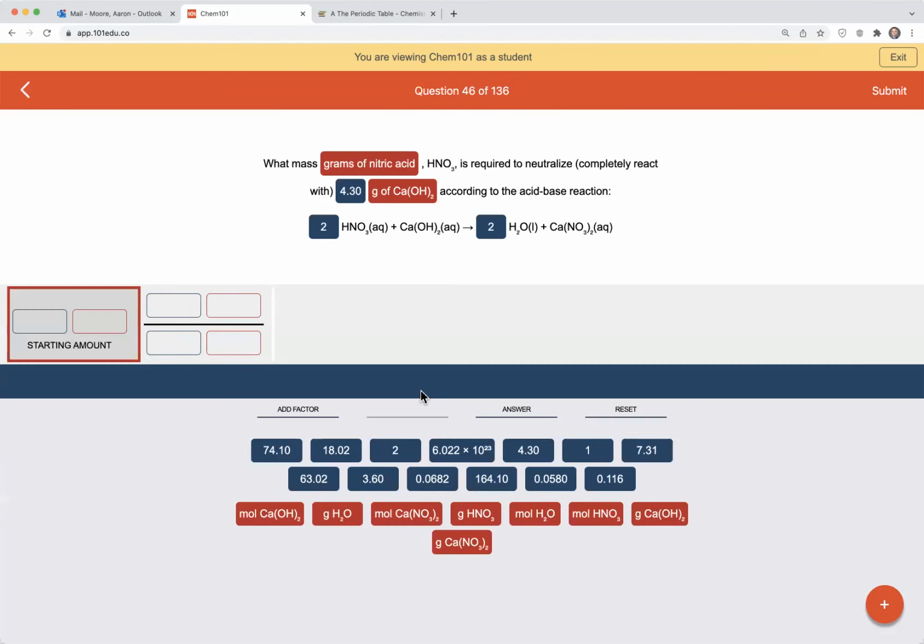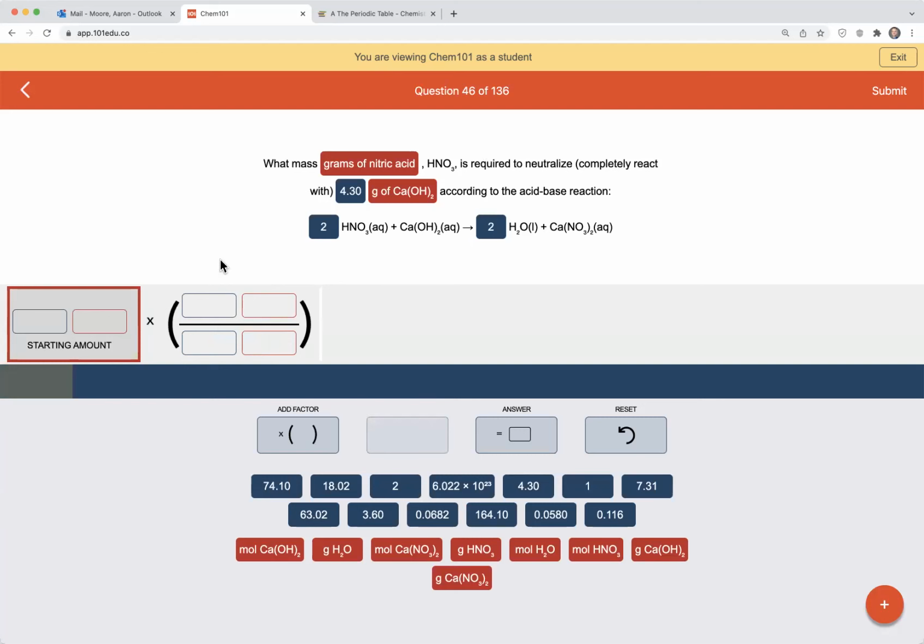All right, this is a stoichiometry problem, number 46. What I'll do is I'll handwrite it out first, and then we'll put it in using the scaffolding. We want to find the mass of nitric acid, which is HNO3, that is required to neutralize, which means to completely react with 4.3 grams of calcium hydroxide. So if I have 4.3 grams of this substance, what mass of this substance do I need to completely react?